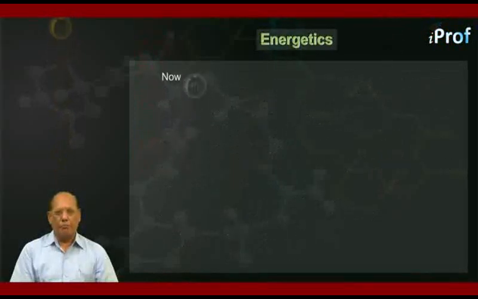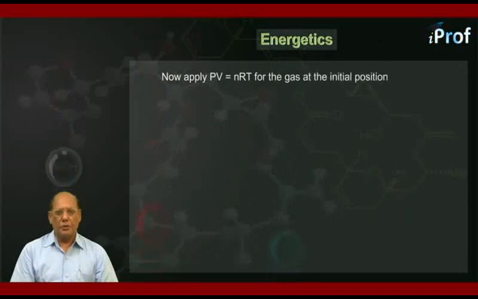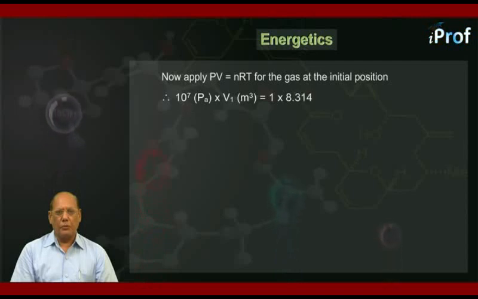Now apply PV equal to nRT for the gas at the initial position. Therefore 10 to the power 7 pascals into V1 in terms of meter cube will be equal to 1 into 8.314 joules into 522.27 Kelvin.